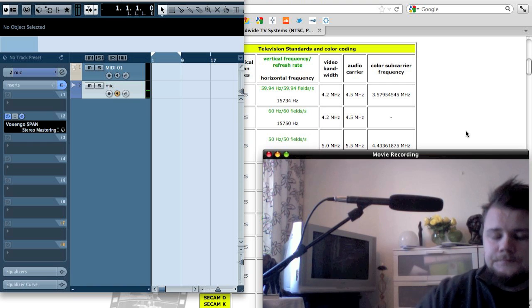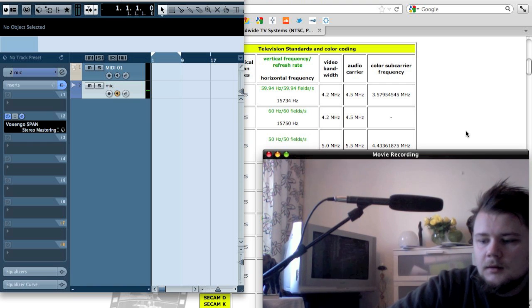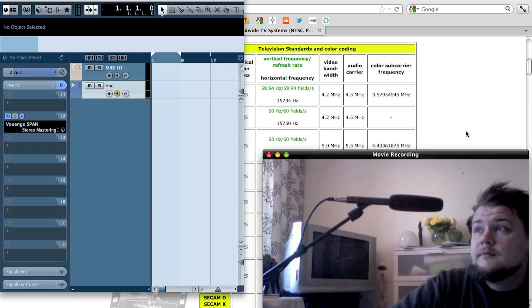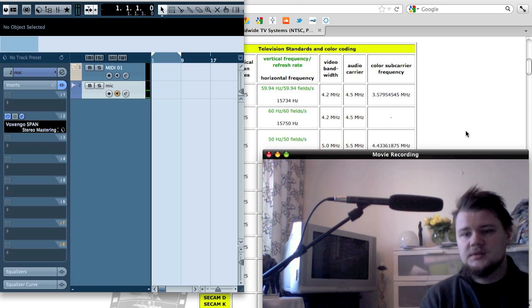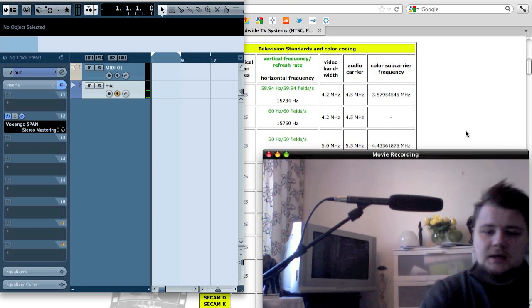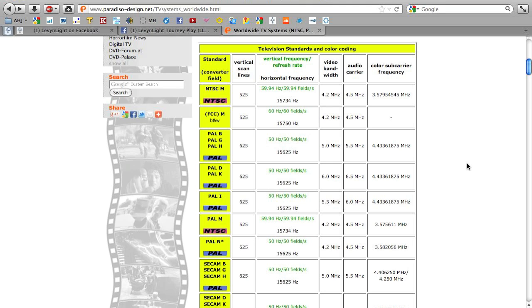If you know, the TV has 635 lines, I think, something like that. Then you multiply it by the frequency of the TV. In Europe it's 50 Hertz, and in the USA it's 60 Hertz. So then you divide it by 2 and you get 15,625 Hertz.